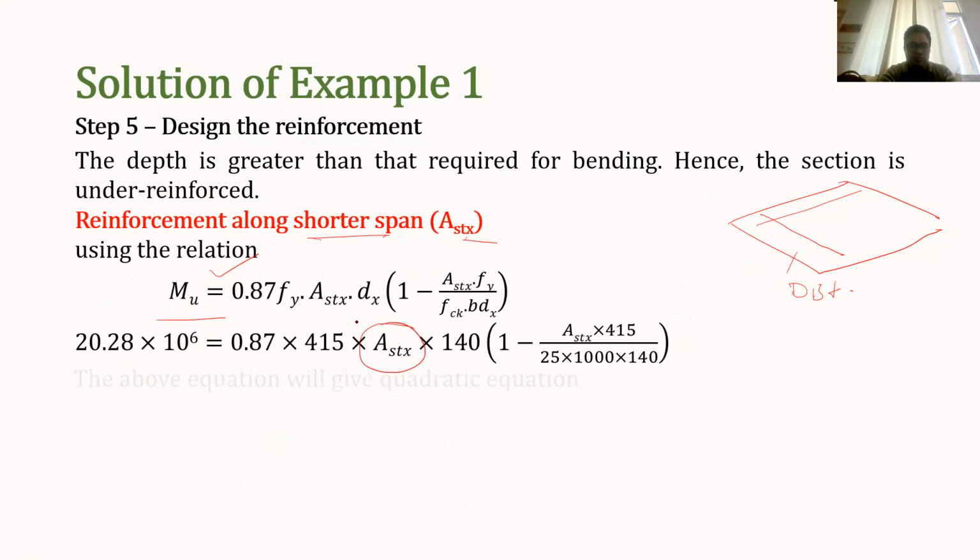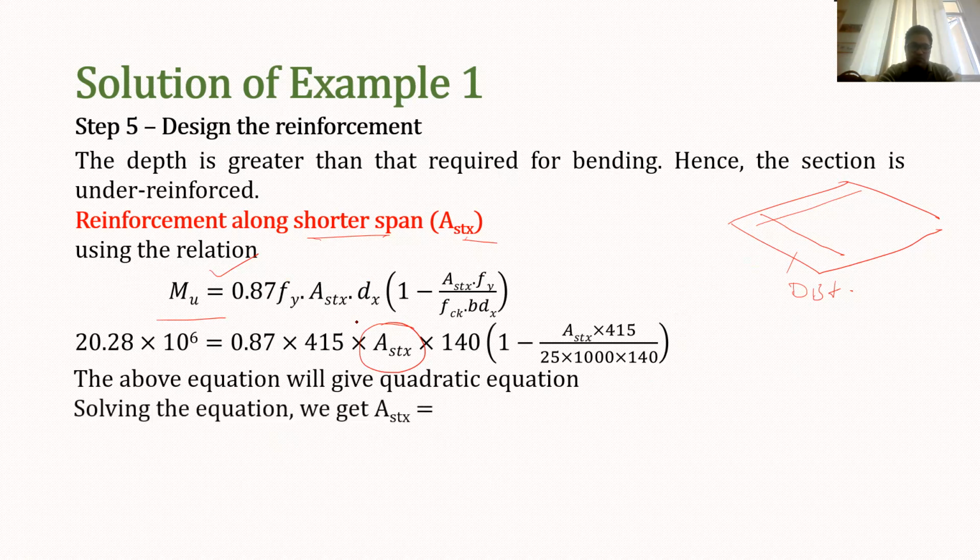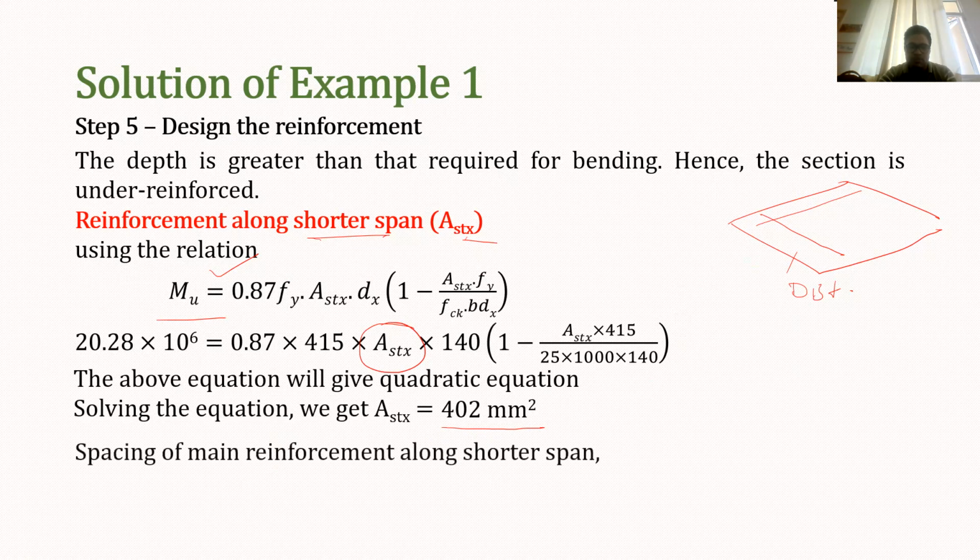Solving this equation, we get a quadratic equation, and further solving that quadratic equation, we will get two values. One is the higher value and the second one is the lower value. We will adopt the lower positive value, and by solving that equation, we get the lower positive value as 402 mm square. That is the area of steel along the X direction for the unit strip. Basically, we provide this area of steel in the form of reinforcement, so we will calculate the spacing of reinforcement along the shorter span.